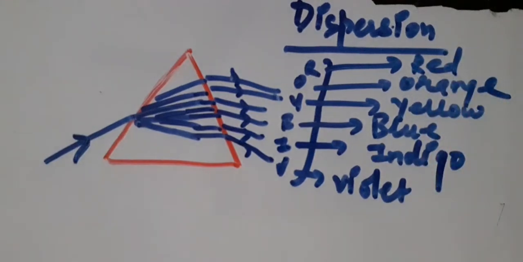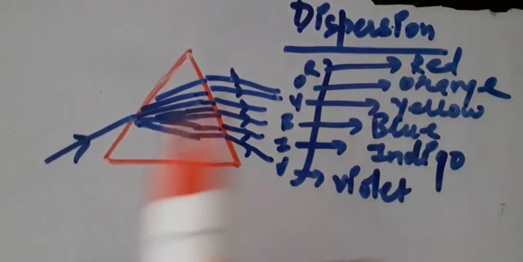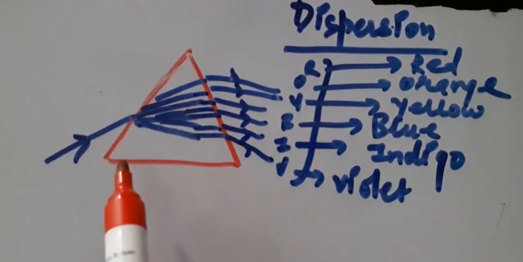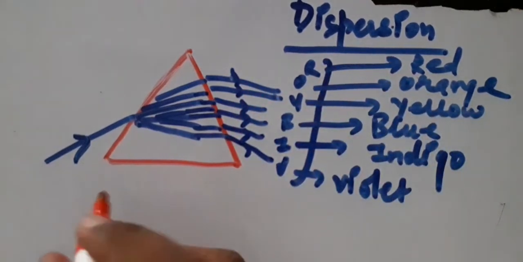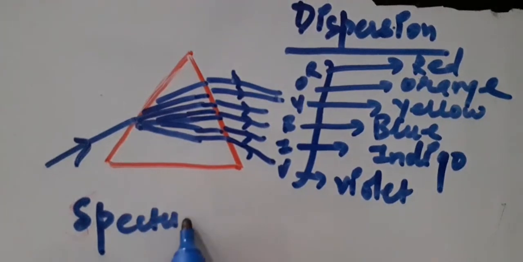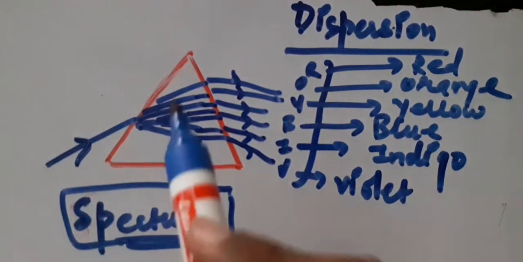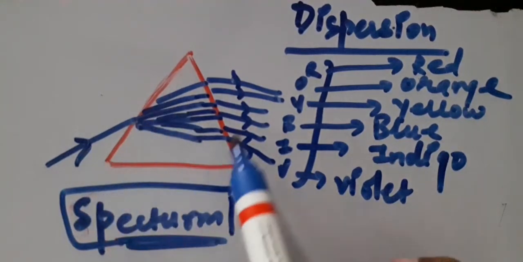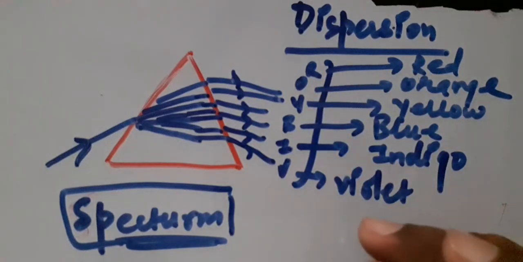Now the question comes: how would we know which color will disperse how much? When white light strikes a prism, it splits into seven colors, and this splitting into seven colors is called the spectrum. The spectrum is basically a combination of seven colors. But how would we know which color will be scattered the most?